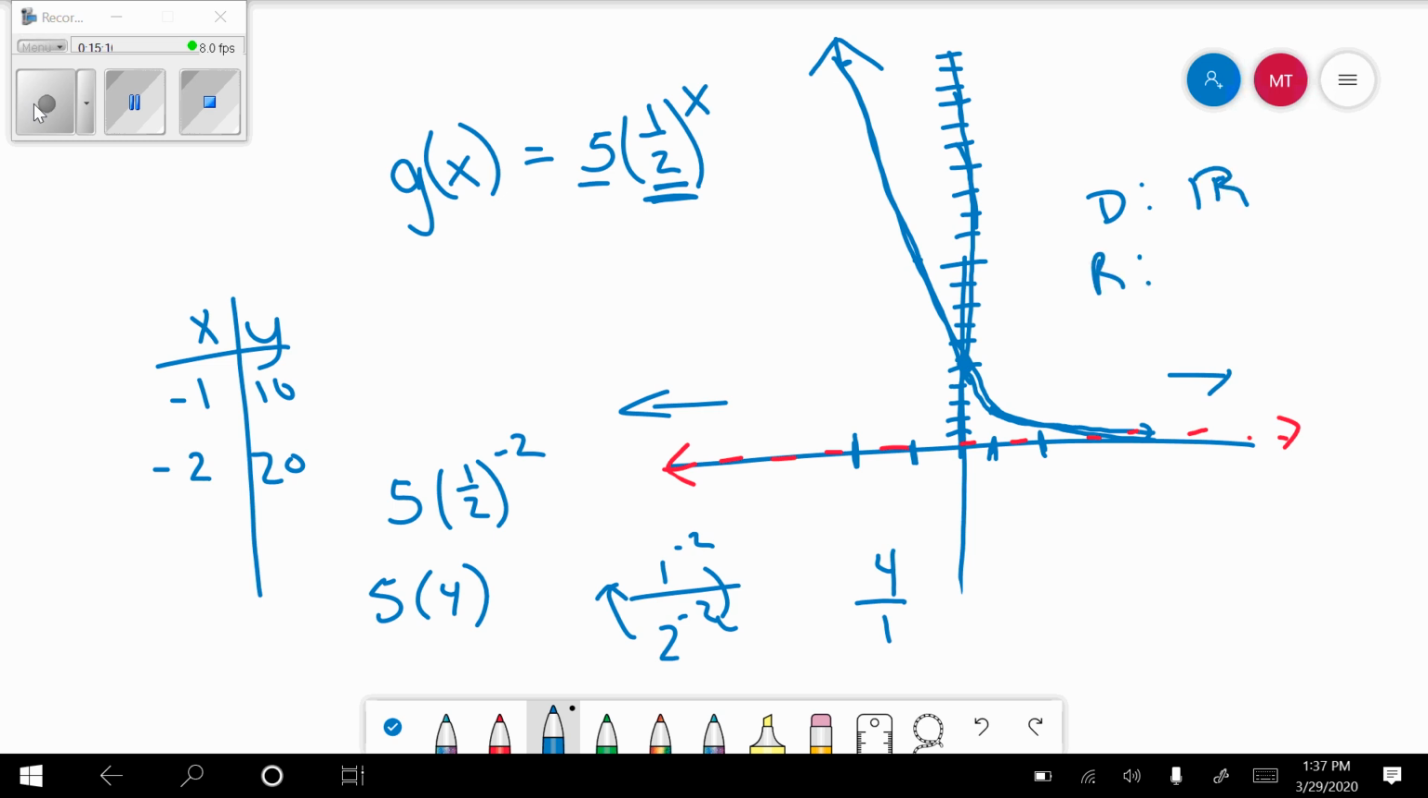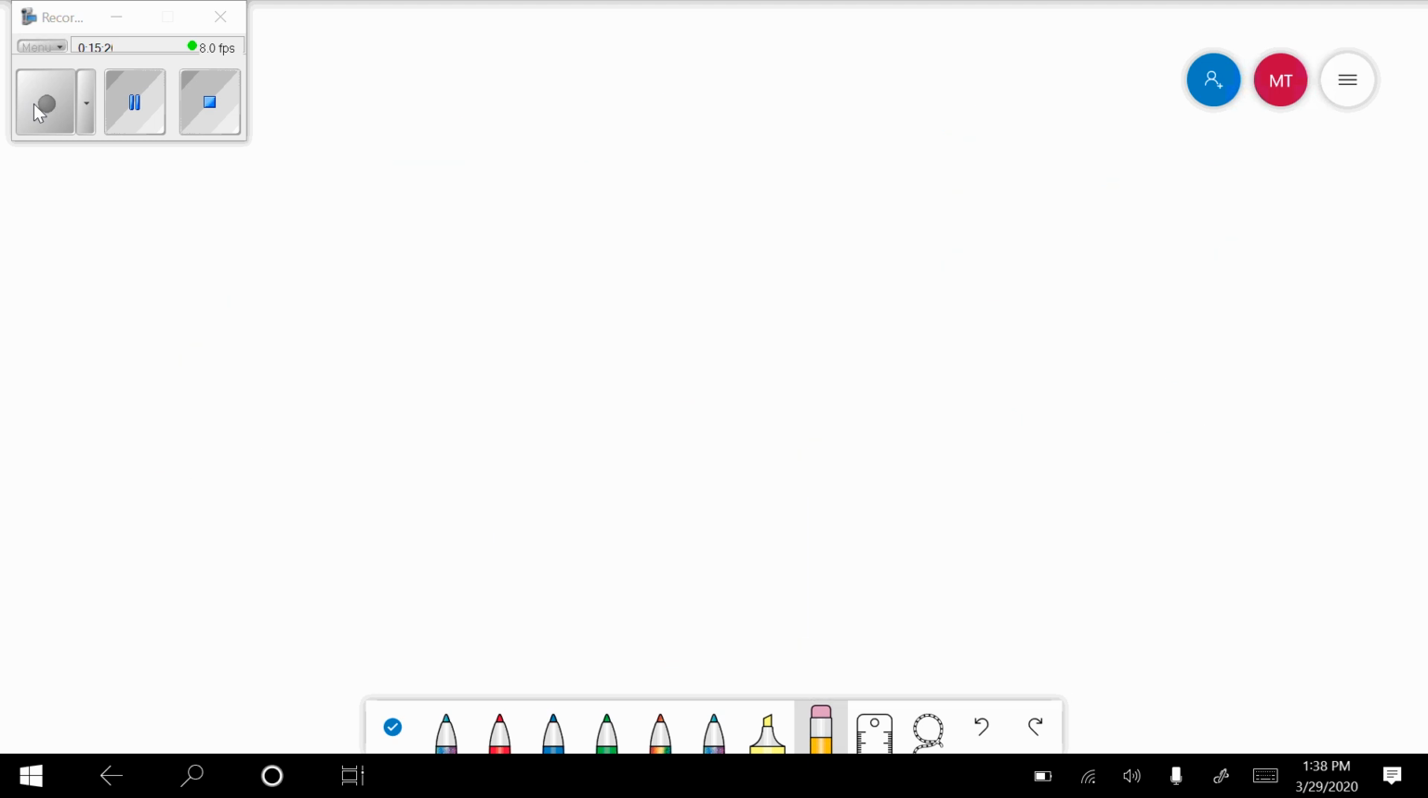Our range, though, is only from here up, and it's not allowed to be 0, so y would have to be greater than 0 and not equal to. So domain, range, all that stuff, there's an asymptote here. These are the different things they could ask you about in these questions, and you should be able to answer them. All right?